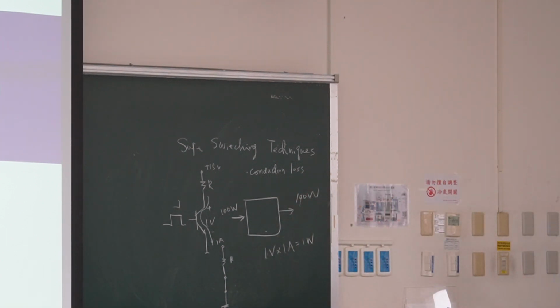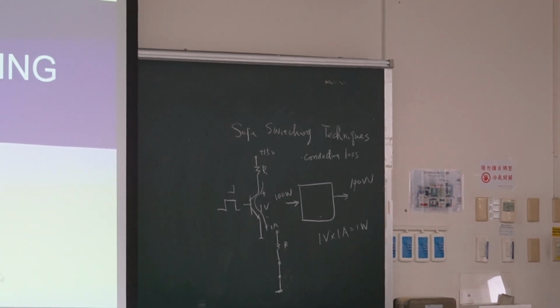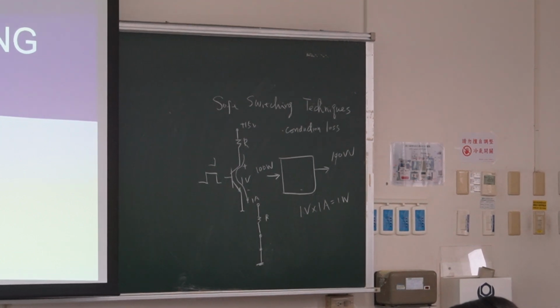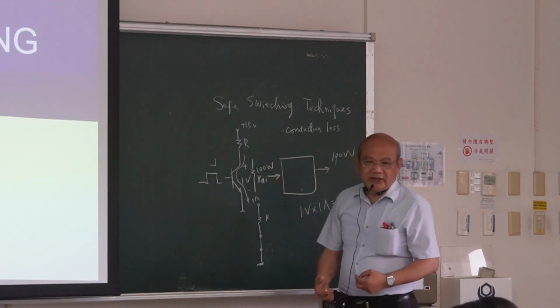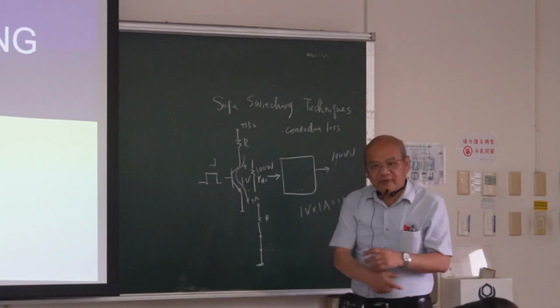So anyone has any idea? If you have a switch and you say, I want to increase the efficiency, so I have to reduce the conduction loss, then what can you do? You have a switch. You want to reduce the conduction loss. What can you do? Use MOSFET. But MOSFET has RDS. They also create conduction loss. How can you reduce the conduction loss of a MOSFET?